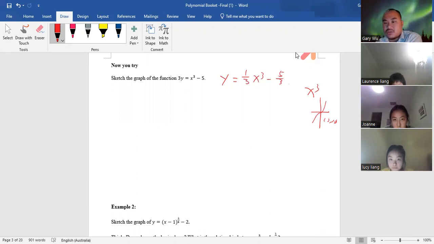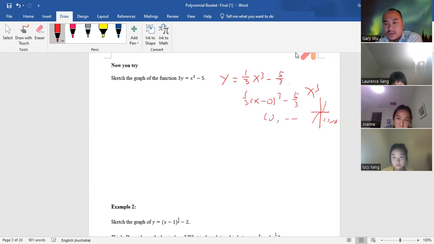Joanne, can you please tell us how we translate? 5 over 3 down, and then cube root of 5 to the right. No, there's nothing to the right because there's no translation to the right or left. Oh, I thought it was like... So see, this one is sort of like x minus 0 cubed, yeah? So the point of inflection is 0 and negative.